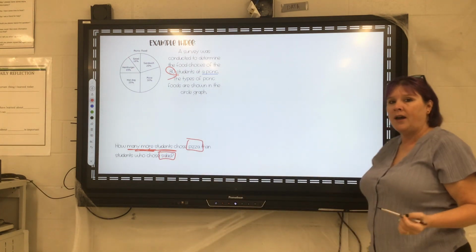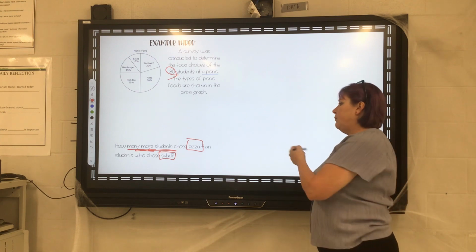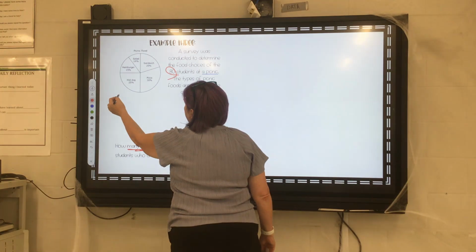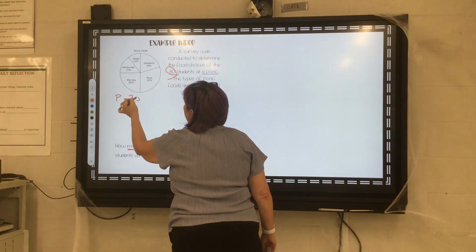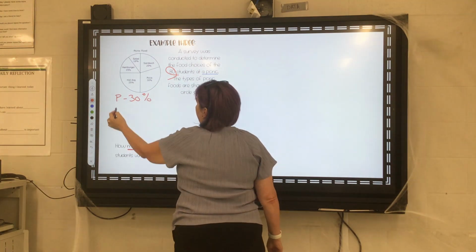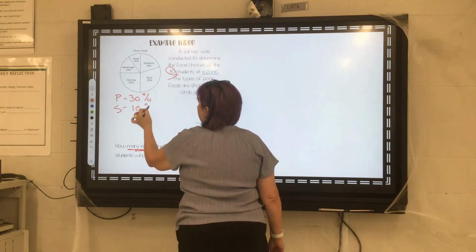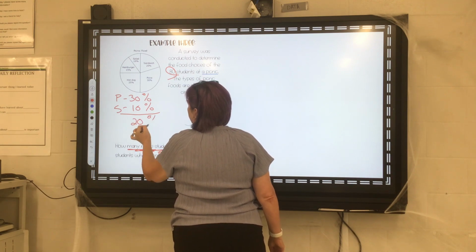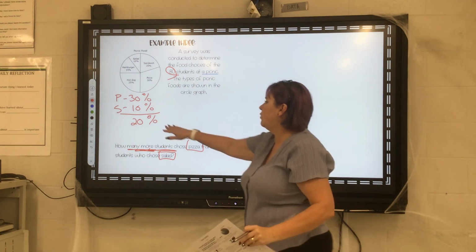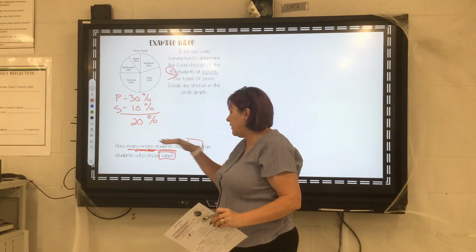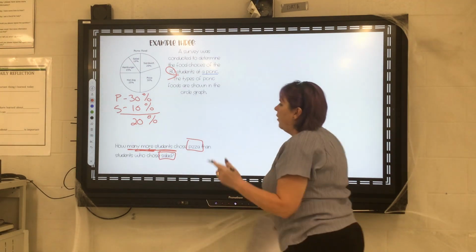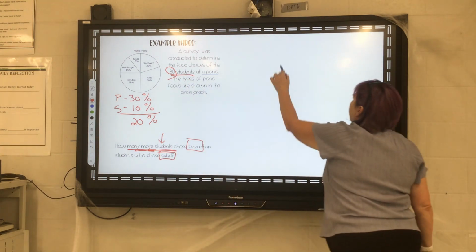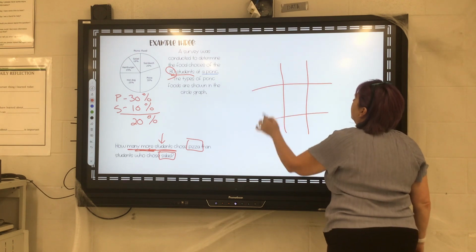Okay, so we're actually going to have to subtract before we can put it into our tic-tac-toe board. So we've got pizza is 30%, and we've got salad is 10%. So when we subtract those two, we get 20% is our difference. So 20% chose pizza more than salad. We need to know the students. So we're looking for the students. So that's where we have to change it from percent to numbers.